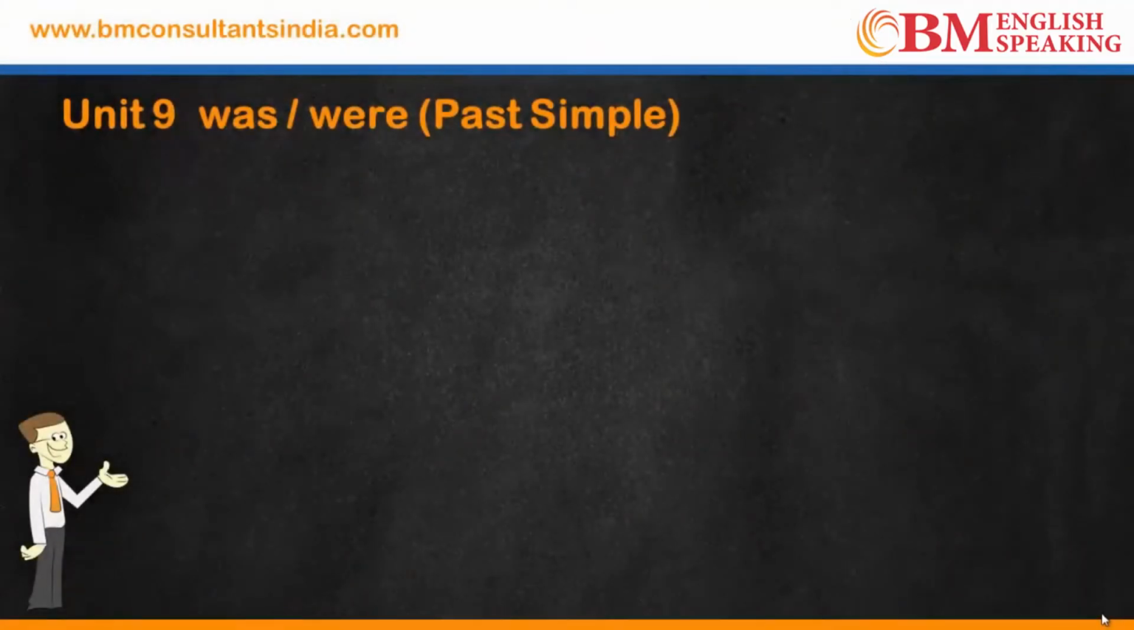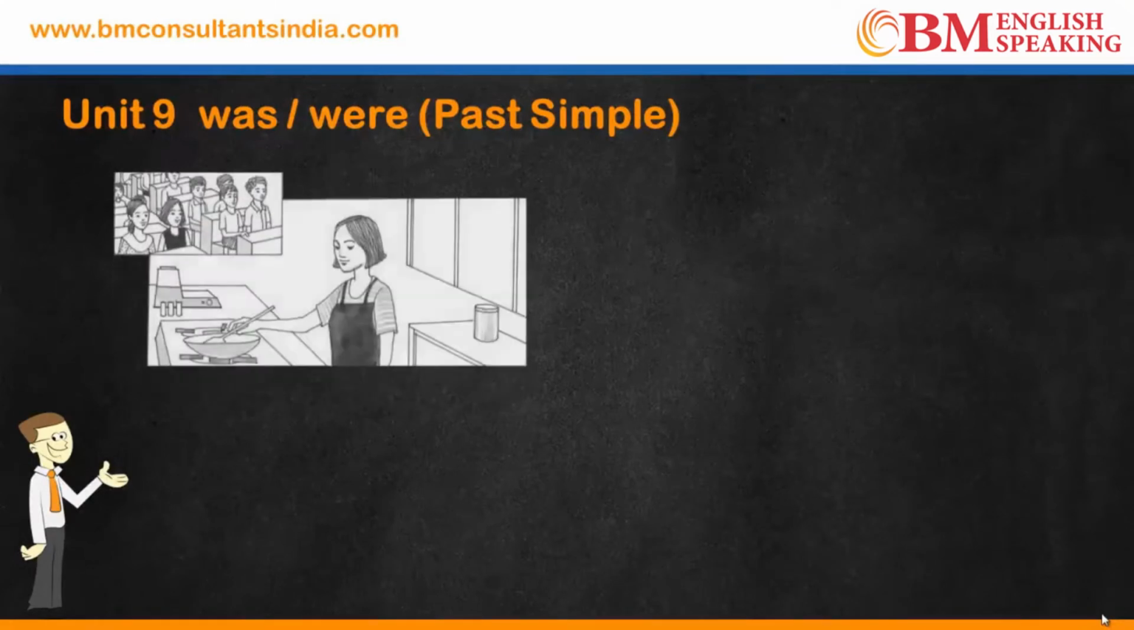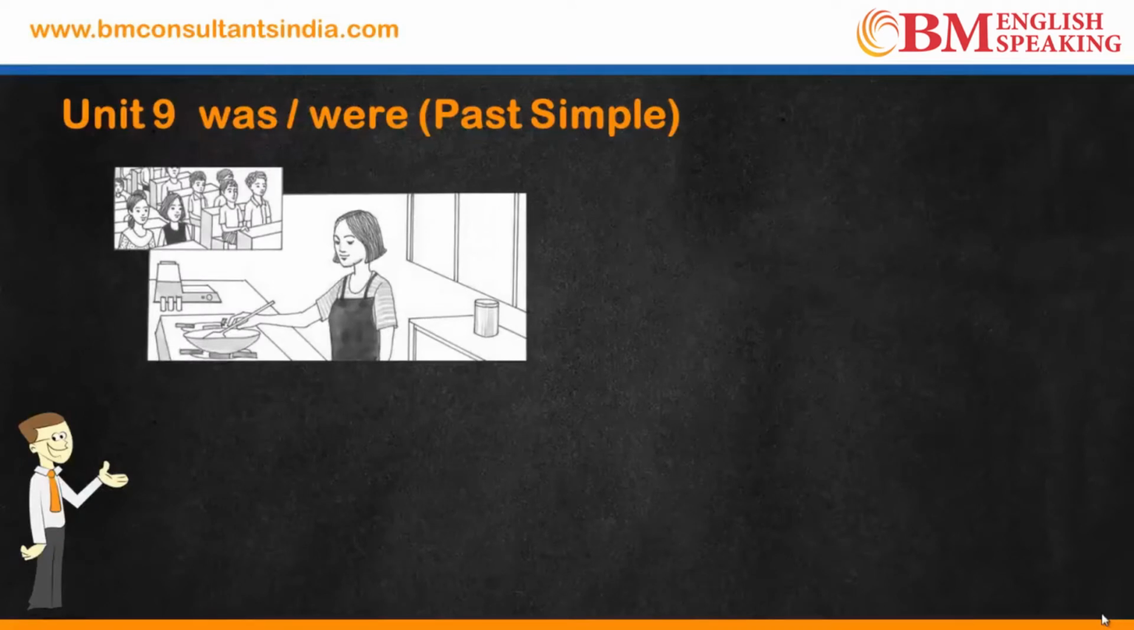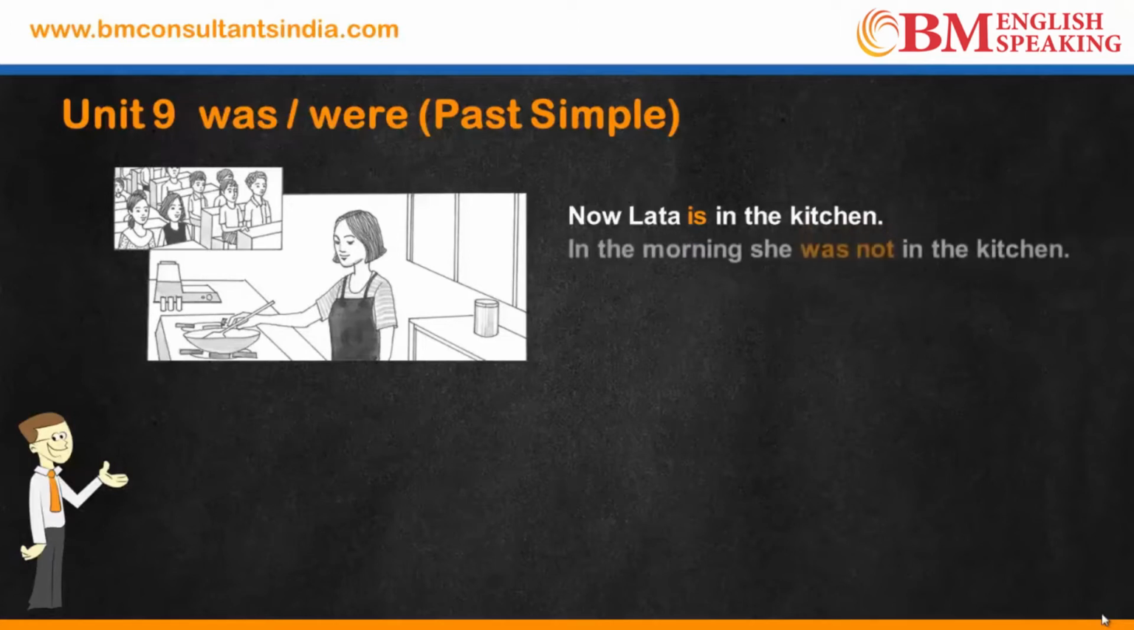Let's study the use of was or were, past simple tense in English. If you look at the picture very closely, now Lata is in the kitchen. This is a present simple tense. ये सादा वर्तमान काल है. लता अभी किचन में है.